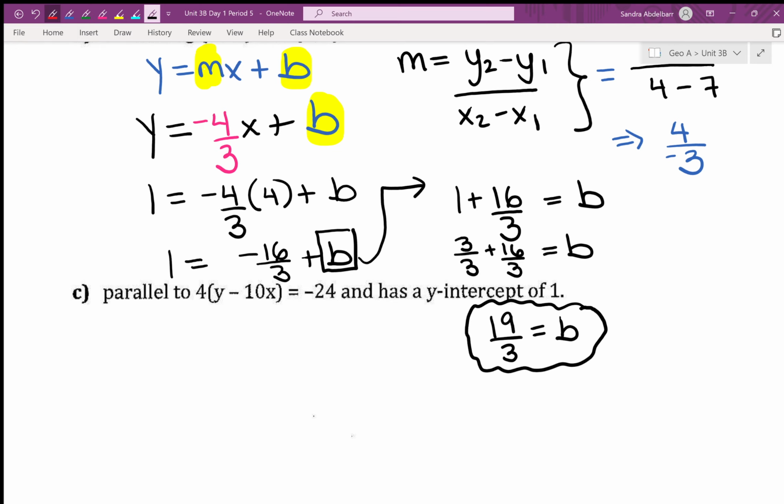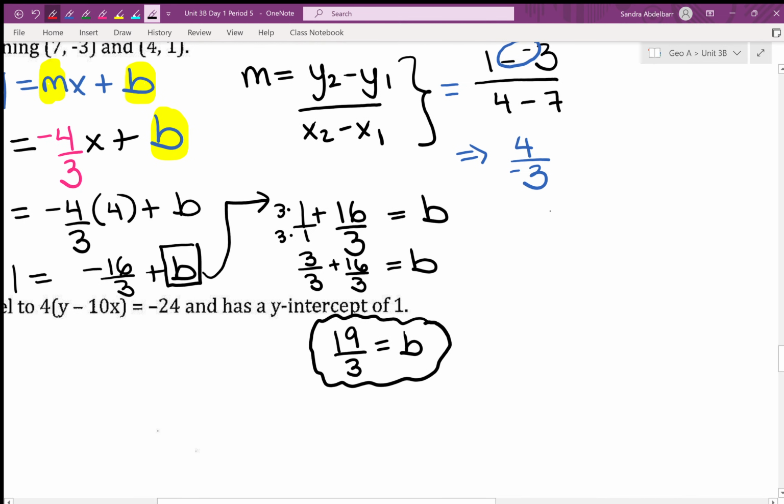So this is really 1 over 1. So to make a common denominator, not 1 over 3. This is 1 over 1, so I had to multiply top and bottom by 3 to create a common denominator. So then we have 3 over 3 plus 16 over 3. Keep the denominator the same, add the numerators. That's how I got 19 over 3. All right, I have an m, I have a b. So y is equal to negative 4 thirds x plus 19 over 3.